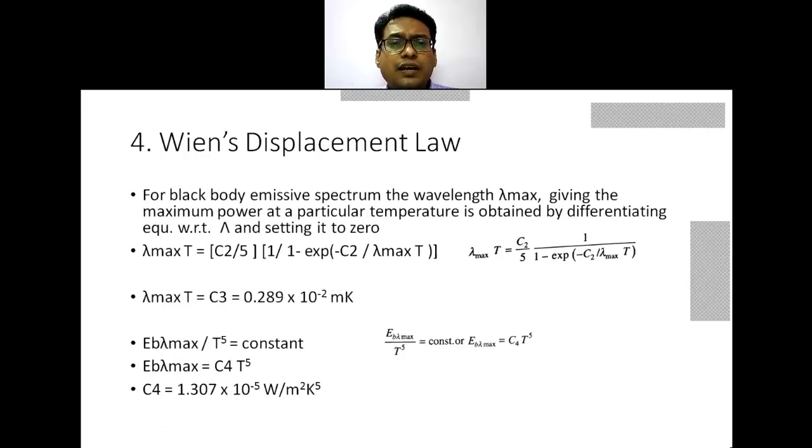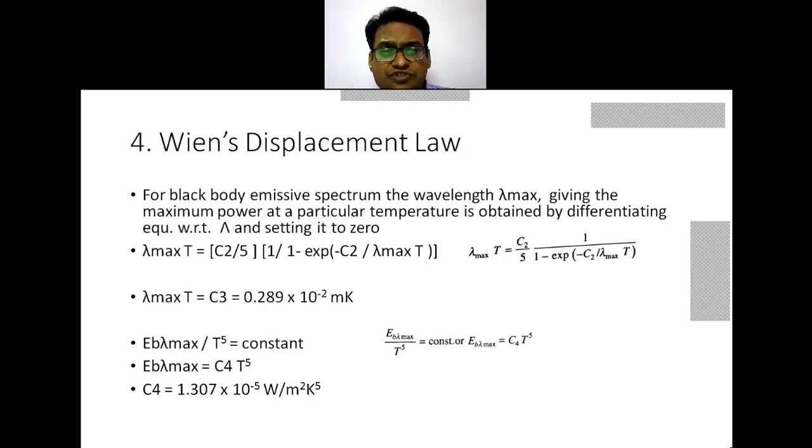Then the fourth law is Wien's displacement law. That is, for the black body emissive spectrum, the wavelength lambda maximum giving the maximum power at a particular temperature is obtained by differentiating the equation with respect to lambda and setting it to 0. For optimization purposes and for getting the maximum value, generally we differentiate the equation with respect to the particular variable and equate it to 0.